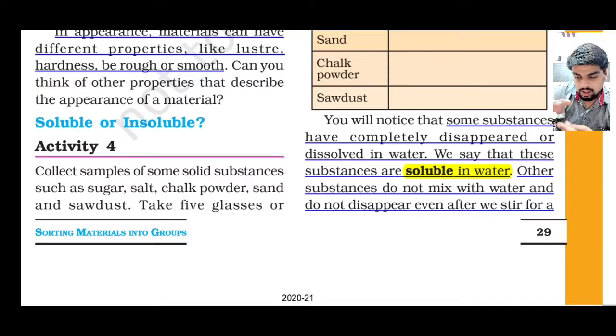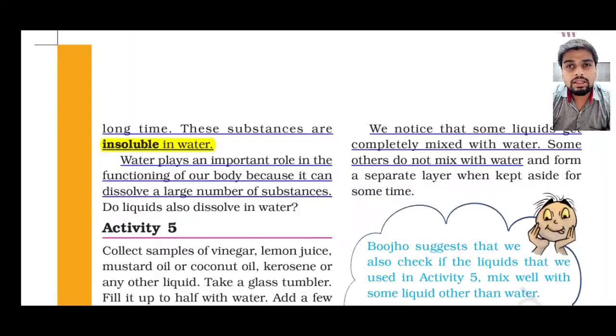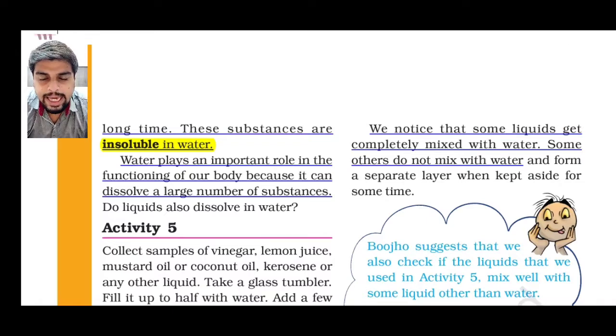Such substances are known as insoluble in water. So let's revise it. What is soluble? Substances which disappear or dissolve in water are soluble in water. And there are some substances which do not dissolve or disappear even after we stir for a few minutes; these substances are insoluble in water. The substances which easily dissolve in water are soluble, and the substances which do not dissolve in water are insoluble.